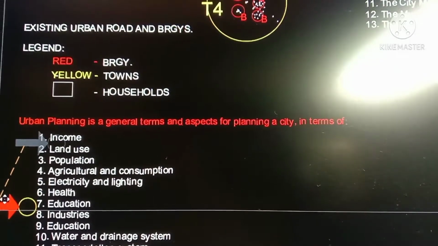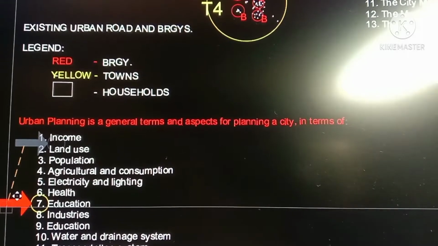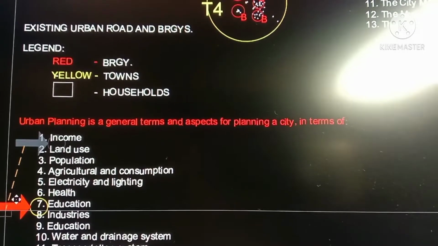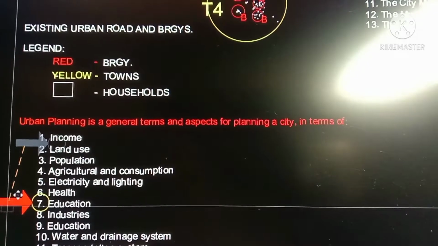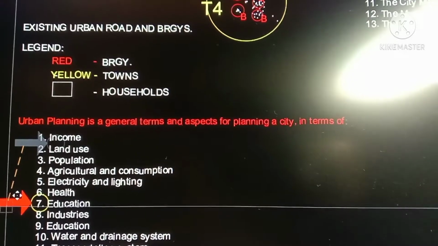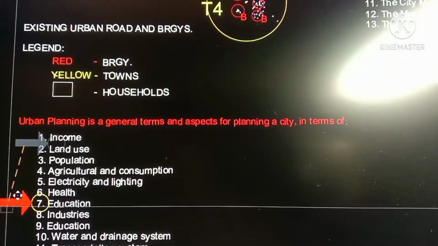The seventh requirement is education. In the city, there must be education, like for example school buildings, seminars, and those meetings that involve education, wherein the children of the inhabitants come to learn in the schools. So there must be a complete set of facilities for the educational system. So that is one of the requirements.